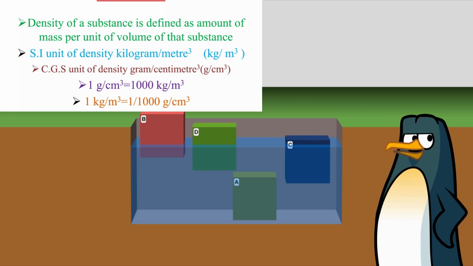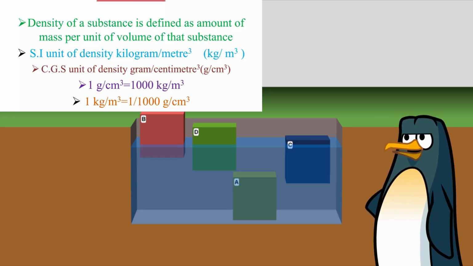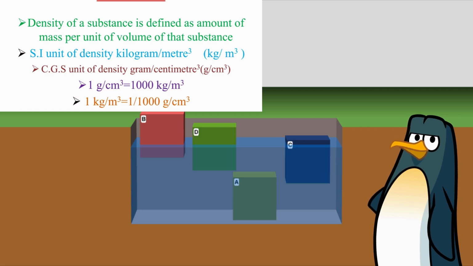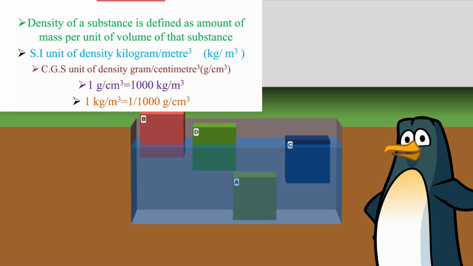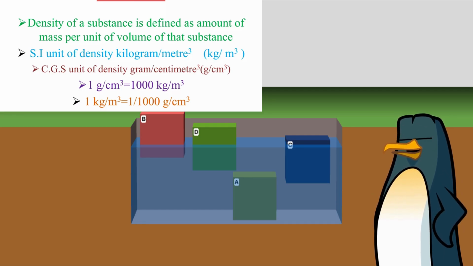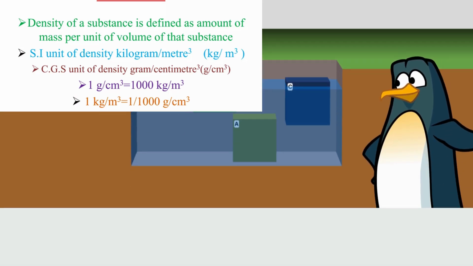Density of a substance is defined as amount of mass per unit of volume of that substance. SI unit of density is kilogram per meter cube, and CGS unit of density is gram per centimeter cube. Conversion is 1 gram per centimeter cube is 1,000 kilogram per meter cube.